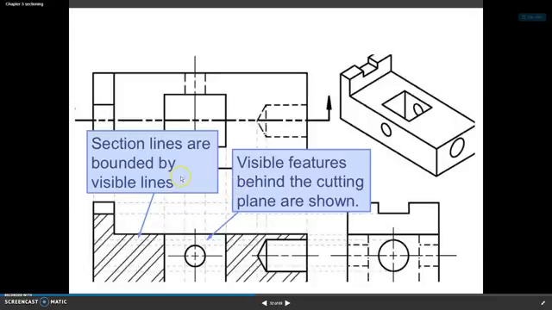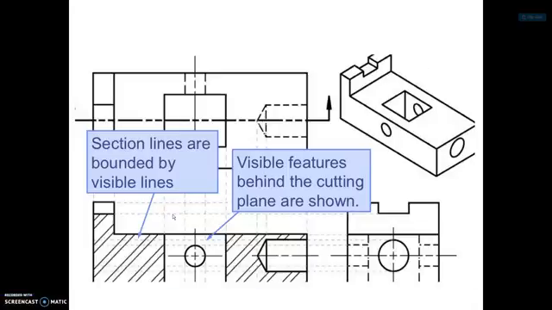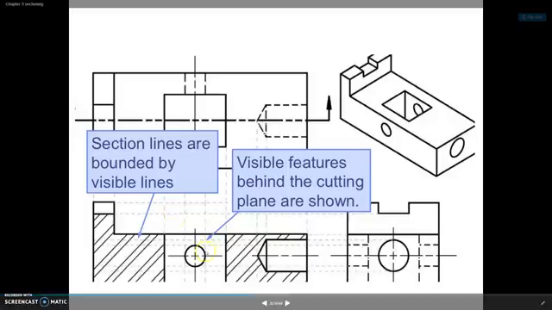Okay, and just remember section lines are bounded by visible lines. So your visible lines always bind your section lines. That makes sense, right? If you're cutting that piece away. And visible features behind the cutting plane are shown. So remember, this part right here is actually this, and that's behind the cut line, which would be right here.